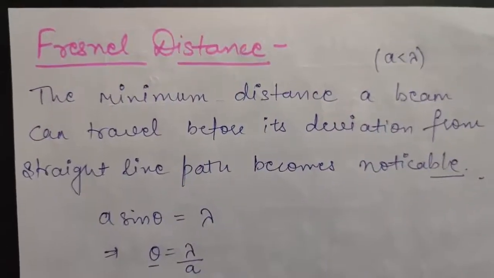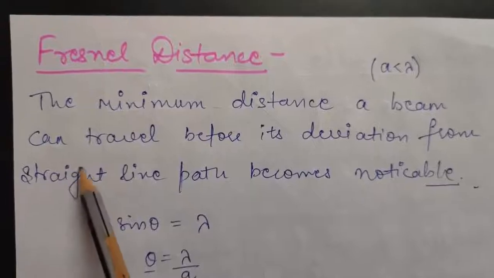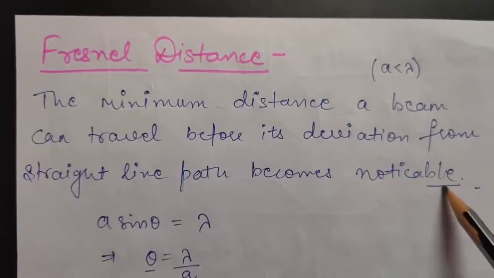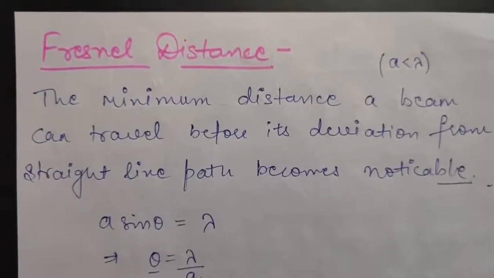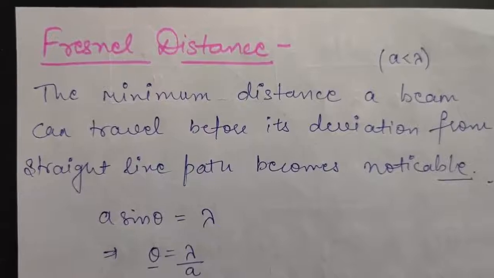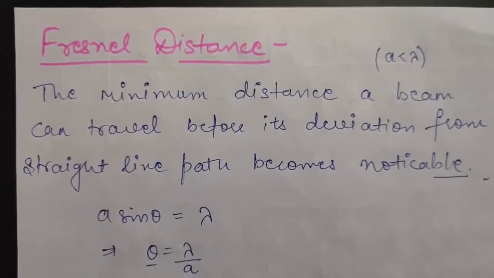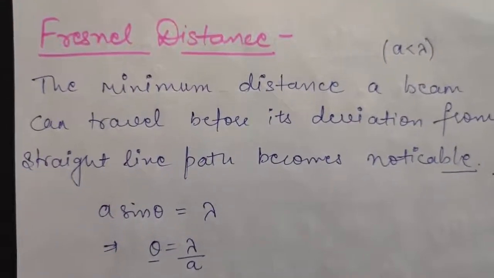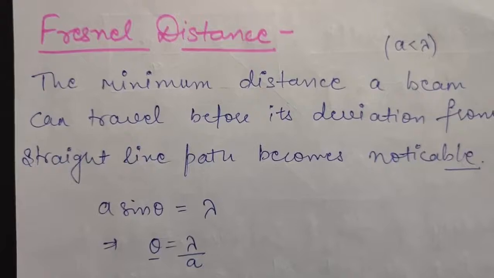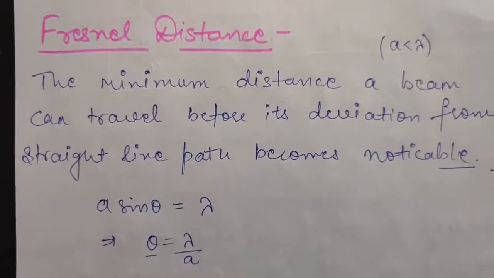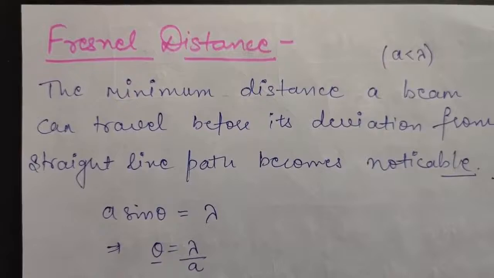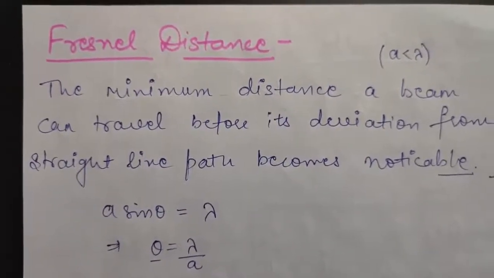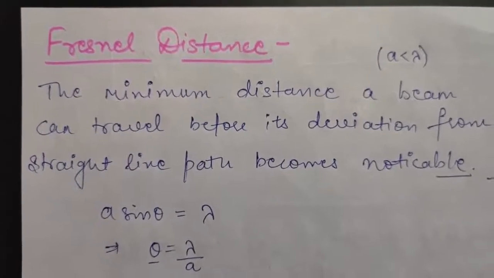So the next topic is Fresnel distance. The minimum distance a beam can travel before its deviation from the straight light path becomes noticeable is called Fresnel distance. That is, when the light is traveling in a straight line, and let us say that at a point P it is deviating from its straight line path, the minimum distance that light beam can travel before its deviation from the straight line path is called Fresnel distance, and we will be calculating an equation for the Fresnel distance.